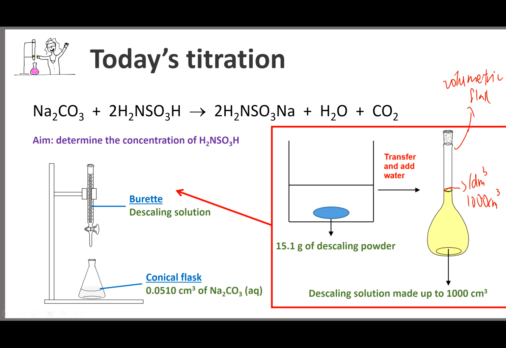Then after that, you transfer this solution over to your burette. The conical flask will contain solution Q, which is my sodium carbonate, and I draw out exactly 25.0 cm³. In this case, I keep adding solution P drop by drop until it reaches the end point. So think about it: how can we determine the end point?